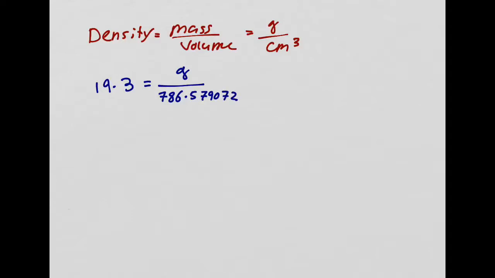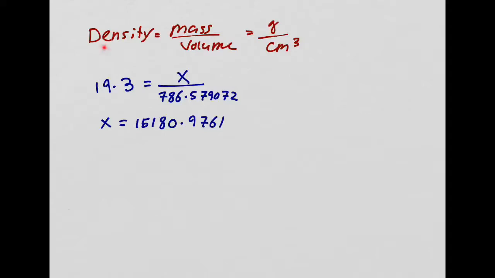Okay. Now, this is math, algebra. This is cross multiplication. And the mass over here is my X because I don't have the mass. So to get X, what would you do? 19.3 times this number. So for X, what I end up getting is 15180.9761. Can you tell me what's the unit?